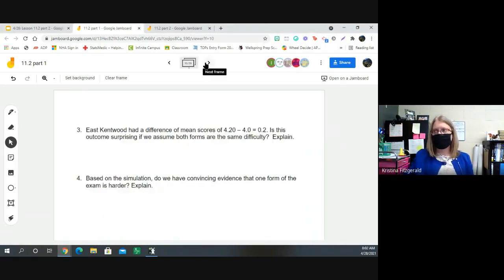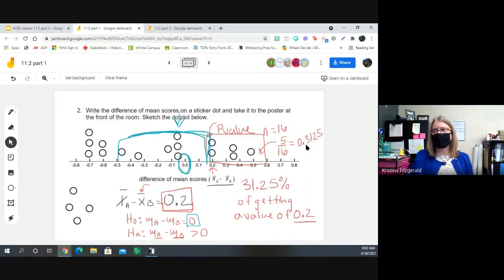That's question 3. Okay, so we just kind of talked about this, but do we have convincing evidence that one form of the exam is higher than the other? So now we have to go back to our do now. So let's pretend we did a significance test. I checked all my conditions and did all the things. Let's pretend my significance level is 0.05.